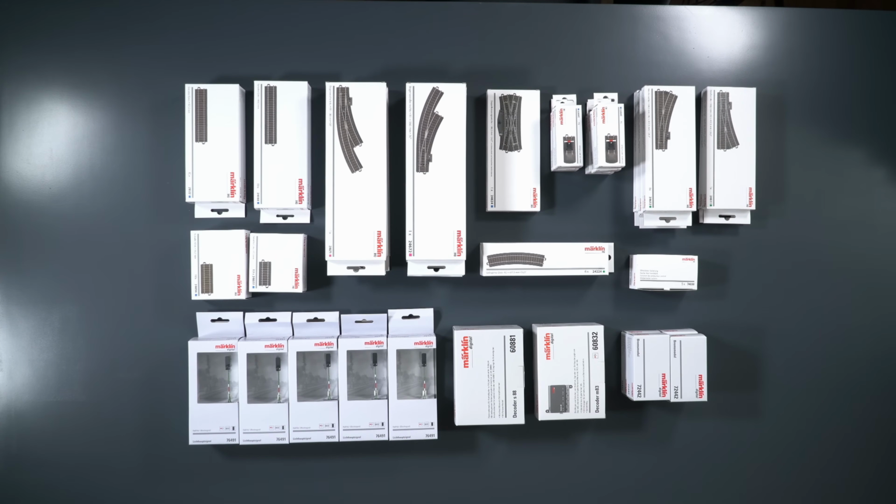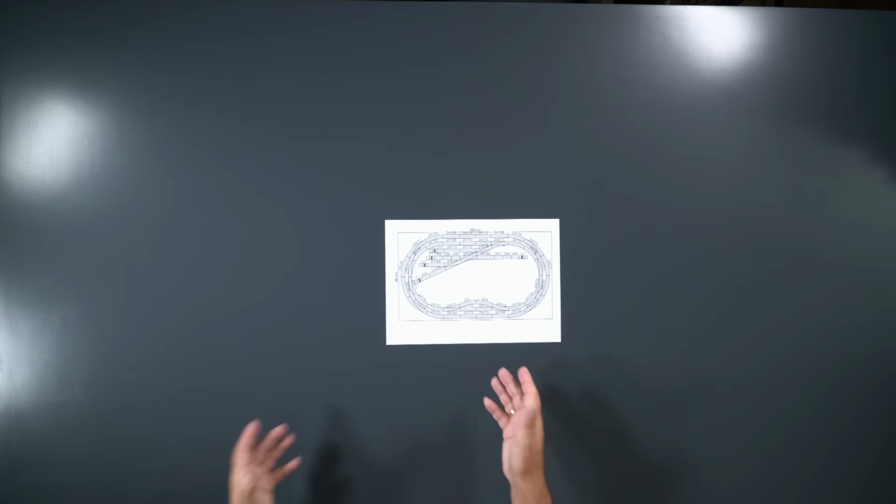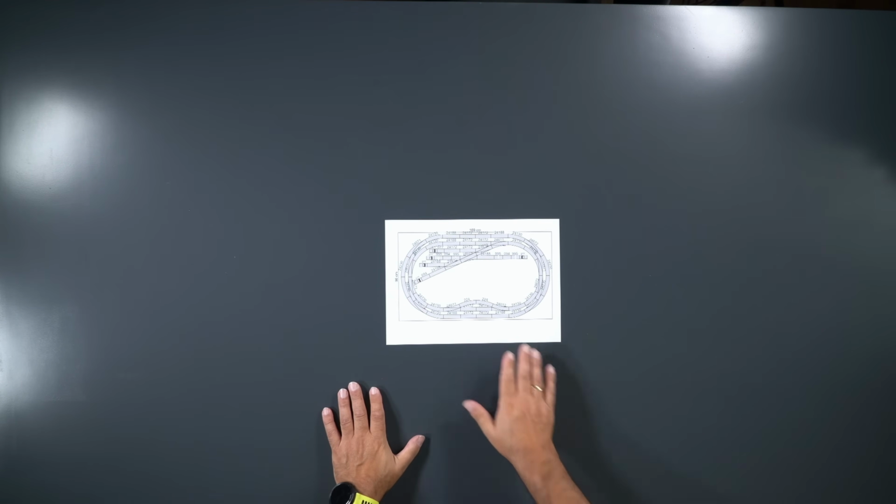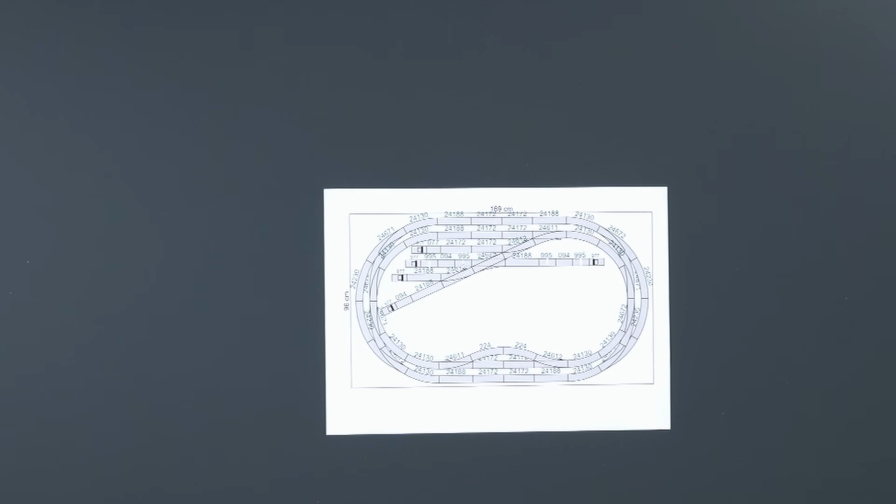So the next step is to take the track plan and roughly lay out everything piece by piece. Now I'll get the track plan ready and first figure out where I'm going to place my turnouts.